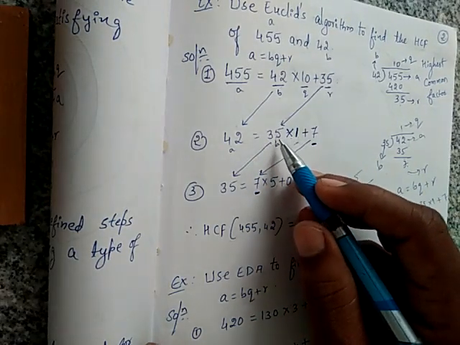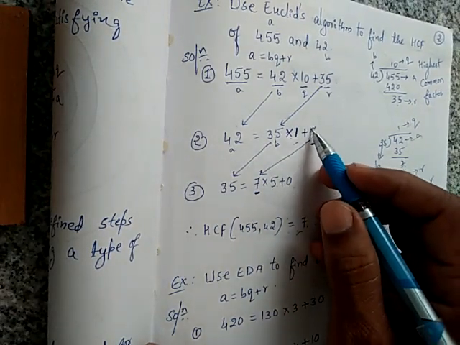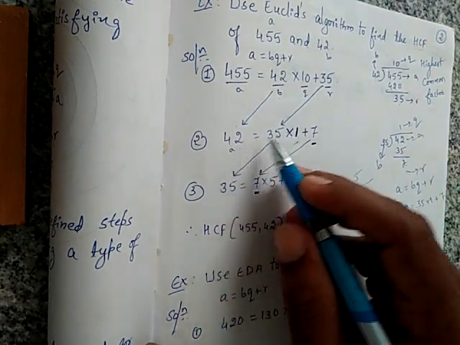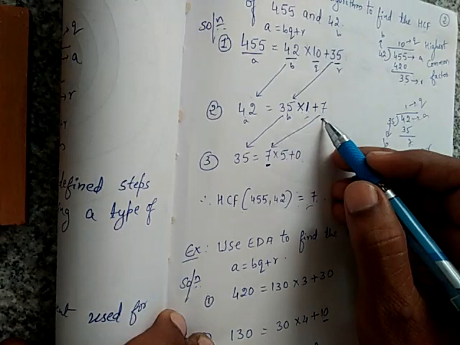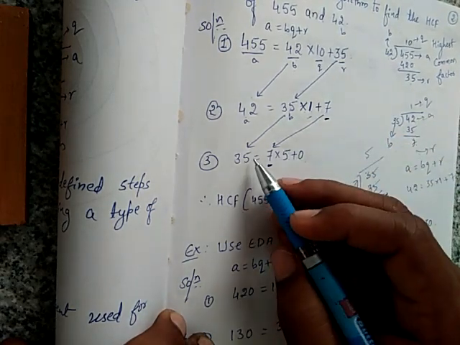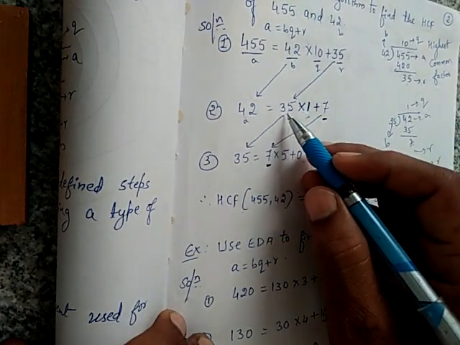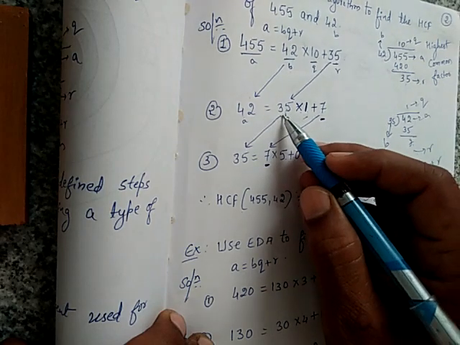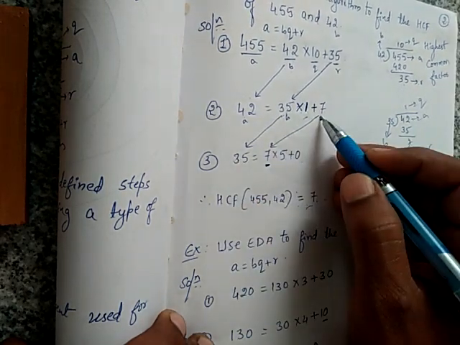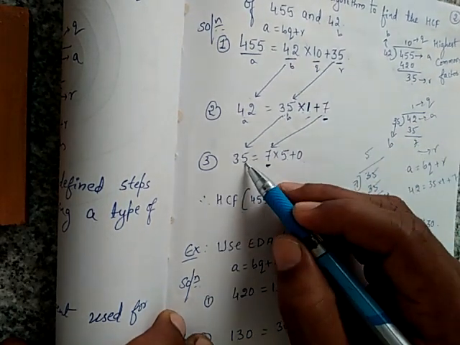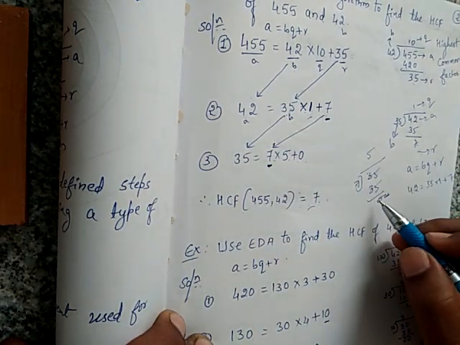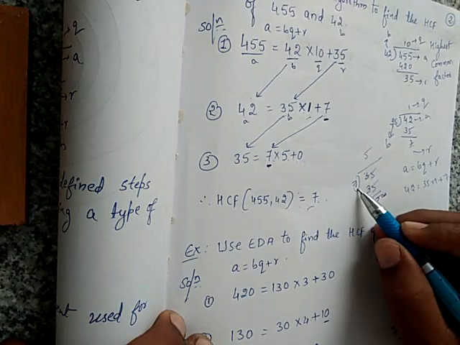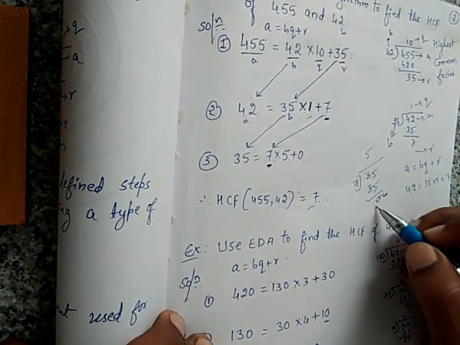So if you write 8 instead of 7, then it is wrong, because 43 will come. Okay, so second step: the remainder is not equal to 0, so you have to go another step. So here again in this second step, the divisor will become dividend and the remainder will become divisor. So 35 is equal to 7 into 5 plus 0. See here, I have divided 35 by 7, which means you will get the quotient 5 and remainder 0.